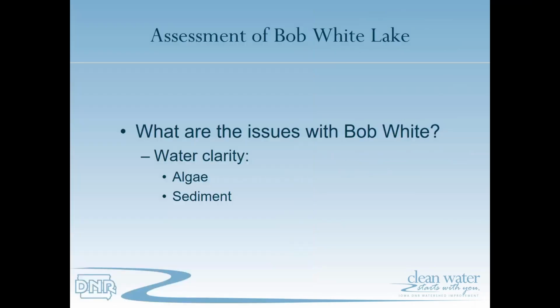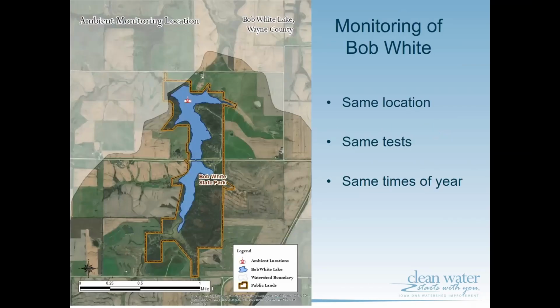What are the issues? Well, we see that there are 2 types of water clarity issues, first with algae and second with sediment. And we'll talk about that a little bit in more detail as we go on. But when we monitor Bob White Lake, we do several things. We try to do it in the same location. So, if we were to go from here one time and from here the next, we might have a large degree of difference between the two.